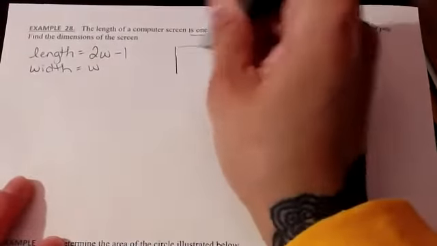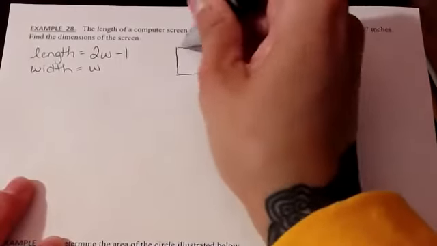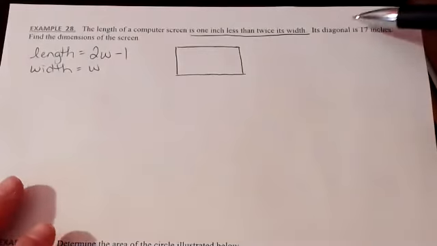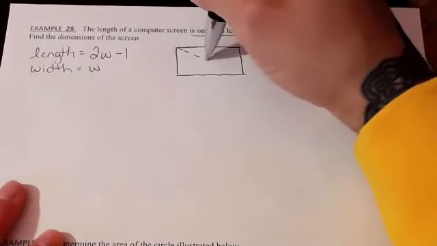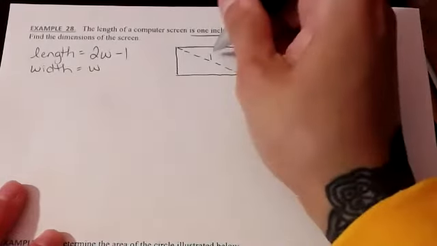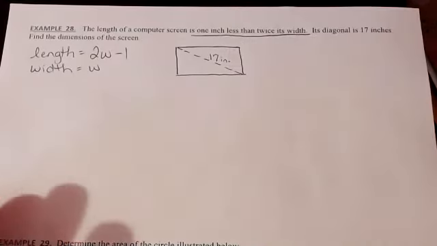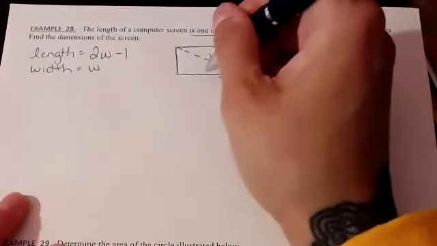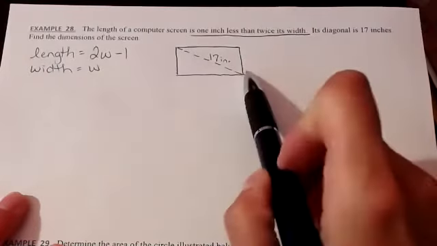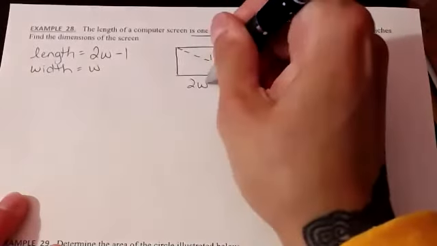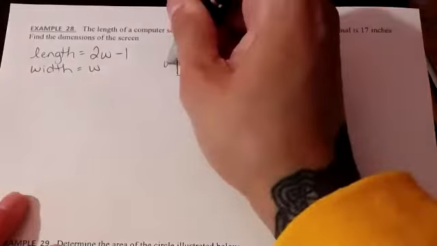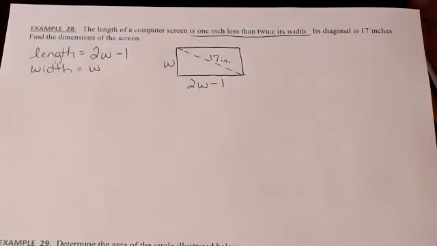We know it's a computer screen. So essentially, we're looking at a rectangle. We're then told the diagonal is 17 inches. Find the dimensions of the screen. So essentially, we're trying to figure out what is the length and the width of this screen. We called the length 2W minus 1, and we called the width W. What formula am I going to use in this case?